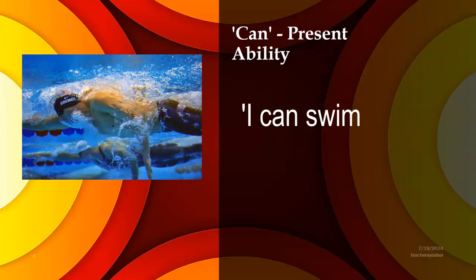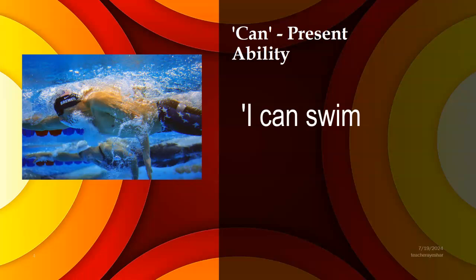Let's first focus on can. We can use can to talk about ability in the present. For example, I can swim. This means I have the ability to swim right now. This shows how we can say that I can do something for now.